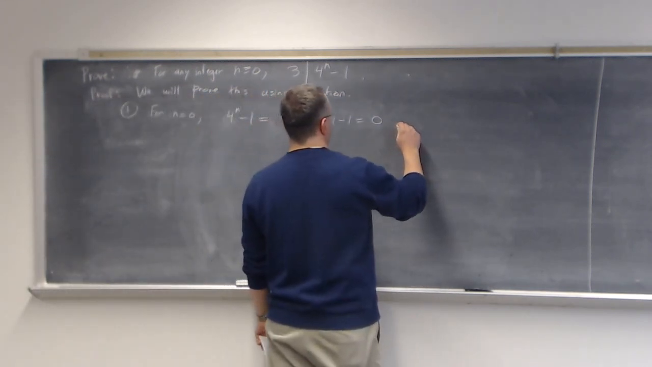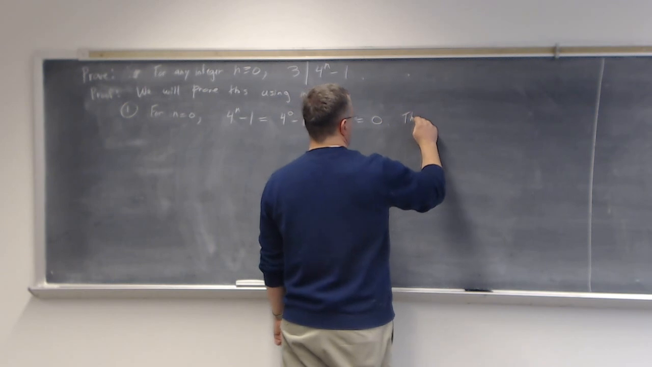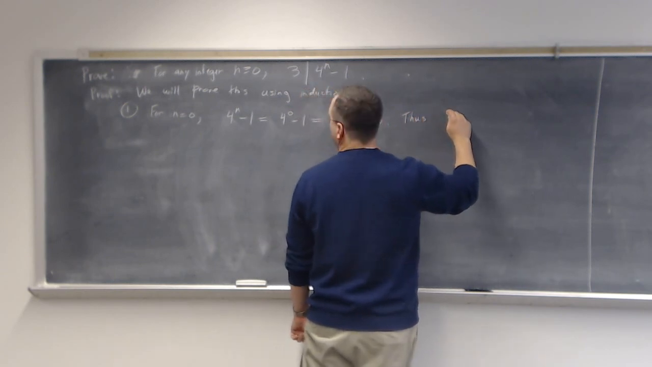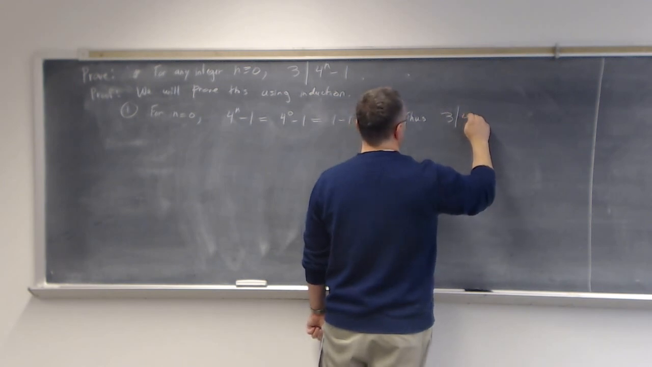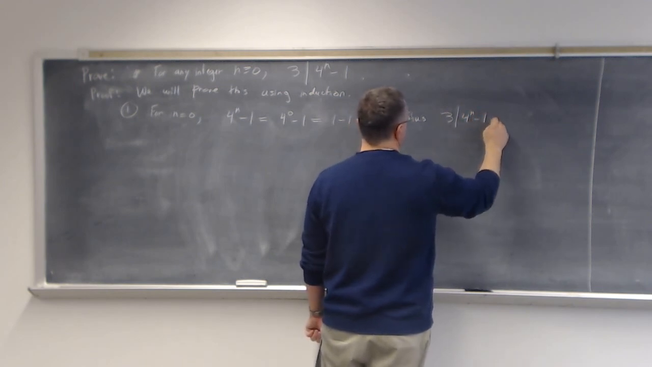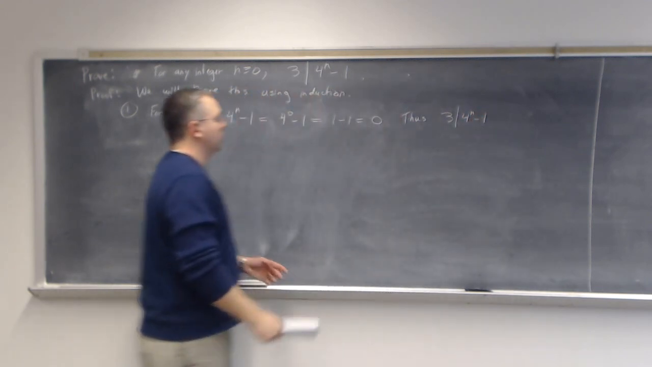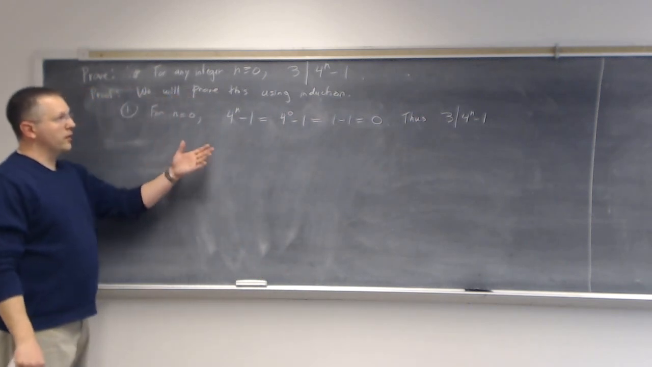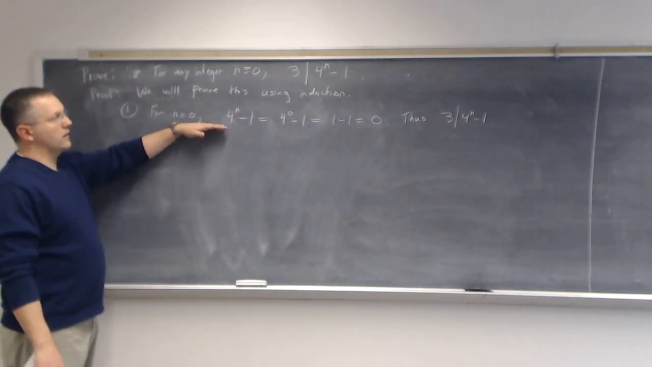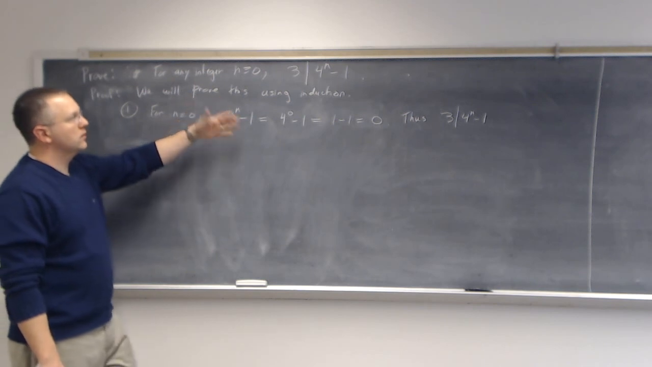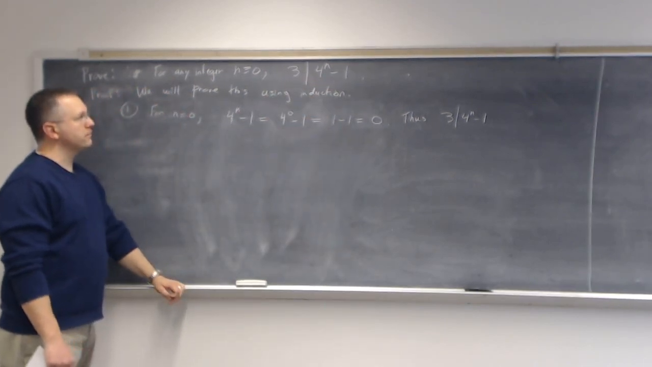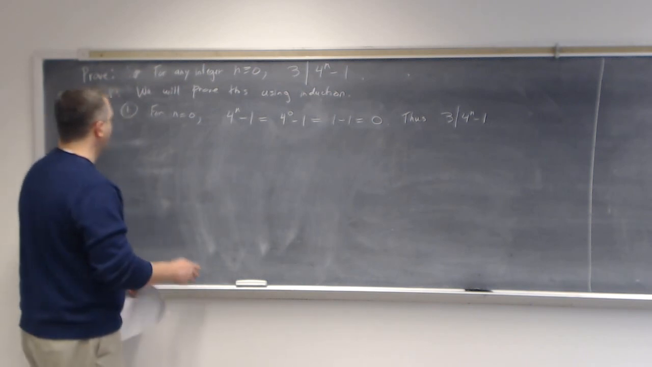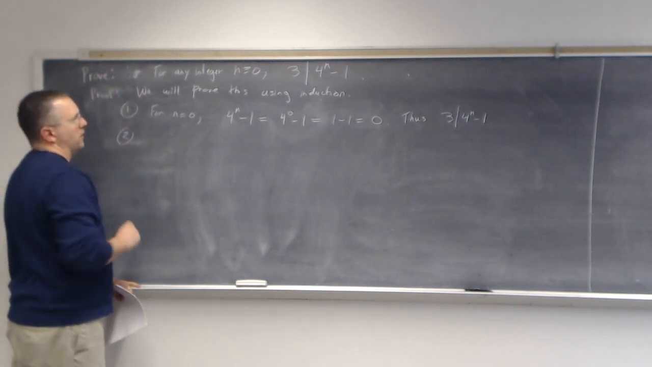Thus 3 divides 1 minus 1. All right, so we know that 3 divides 0. So we proved that this statement is true when n equals 0. Any integer will divide 0. All right, that's the basis step.